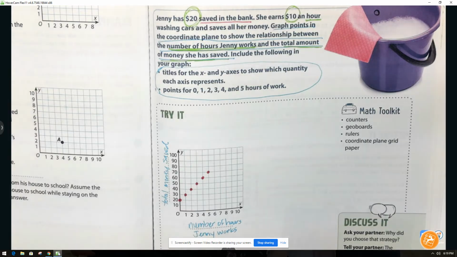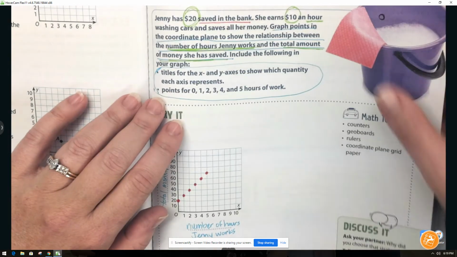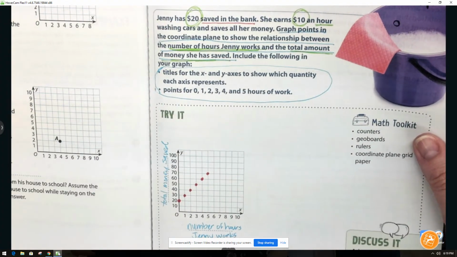All right, we're going to go ahead and talk a little bit more about this on the next page. So go ahead and turn your Ready Classroom Math Workbook to page 670.